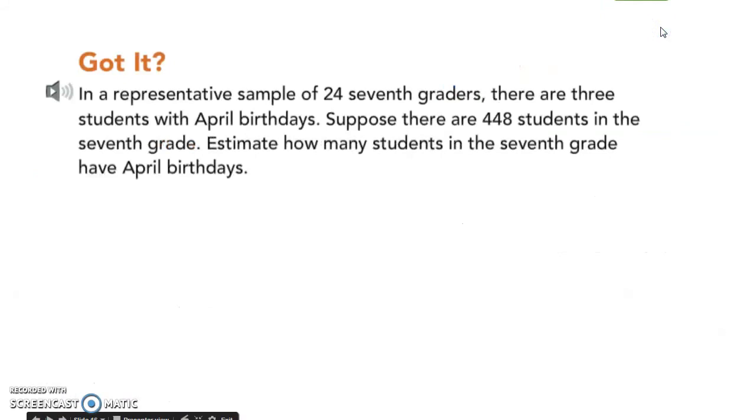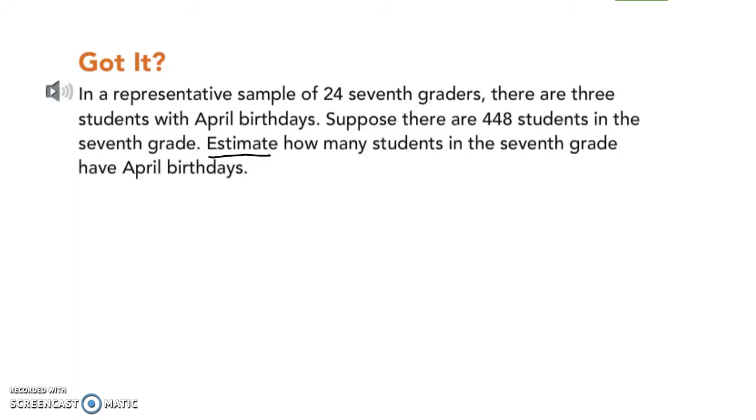Let's try one. In a representative sample of 24 7th graders, there are 3 students with April birthdays. Suppose there are 448 students in the 7th grade. Estimate how many students in the 7th grade have April birthdays. When they say estimate, they don't want you to just guess. They want you to mathematically figure this out. Since I am more of a proportional thinker, I prefer to set up a proportion than to set up the constant of proportionality and multiply by that. So that's what I'm going to do.